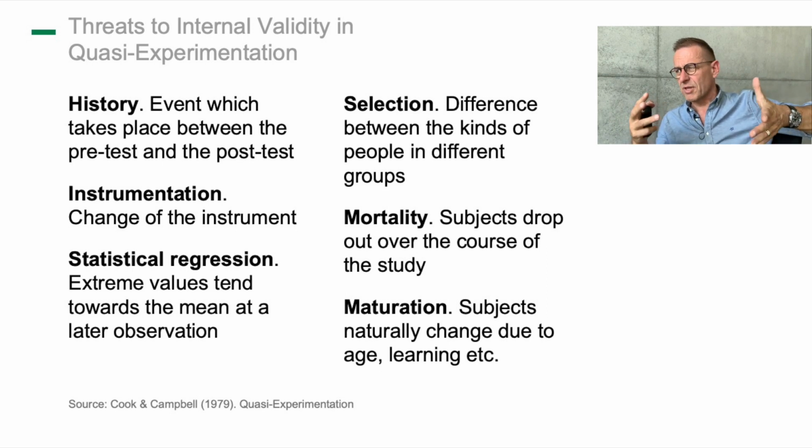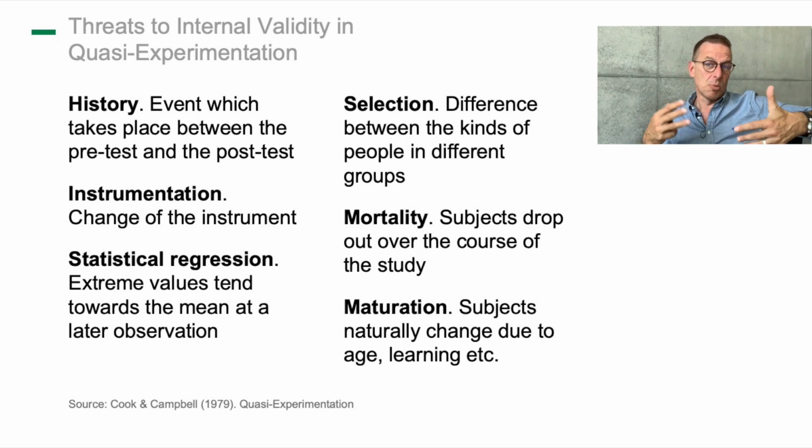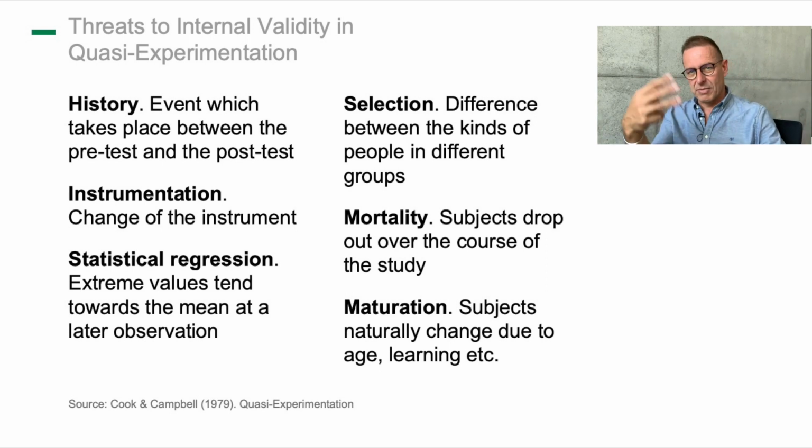Statistical regression is something we talk about, selection. So when we do not have a real random assignment, that could lead to some effects. Mortality, you might lose some subjects over the course of your experiment. That leads to some effects. So maturation, the people change, the subject change naturally between the first measurement and the second measurement. So there are some alternative explanations.